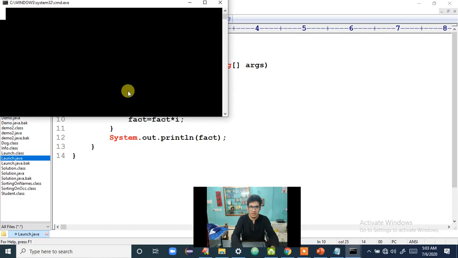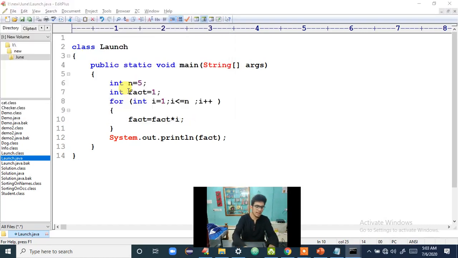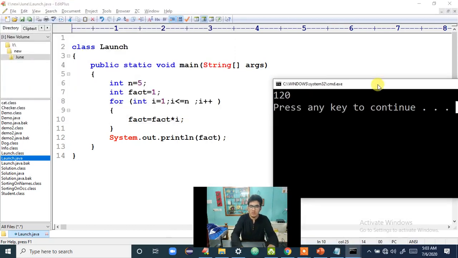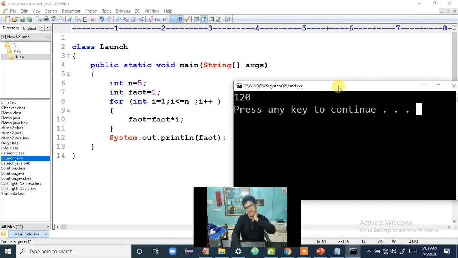It is very simple. Now what am I doing? Instead of 1 plus 2 plus 3 plus 4, I am doing 1 into 2 into 3 into 4. So 5 factorial will be 120. I want you to take this screenshot here, factorial of a number. Please take this screenshot. I hope you have taken this screenshot.